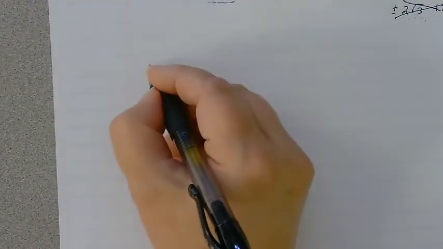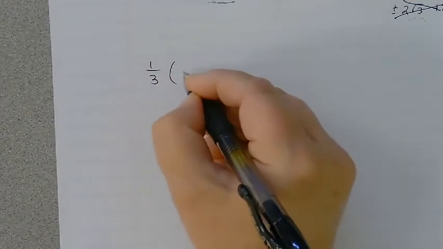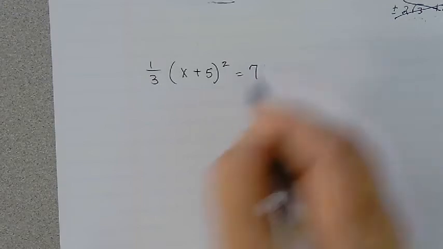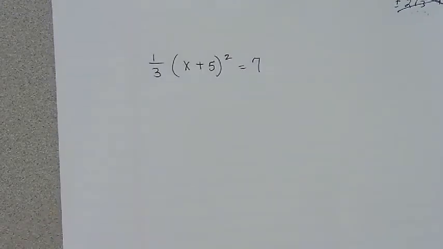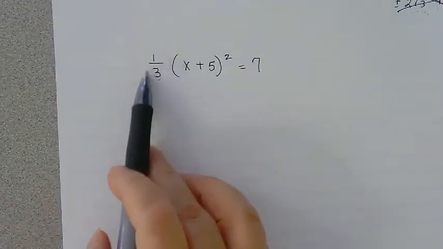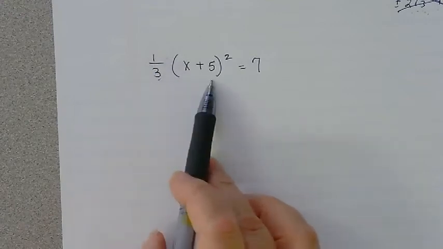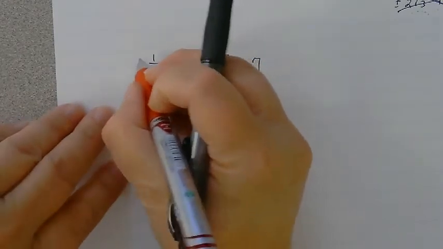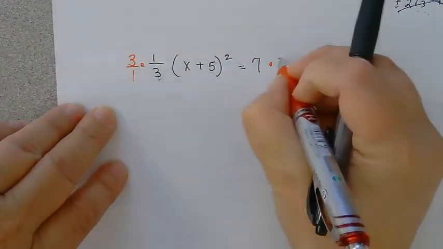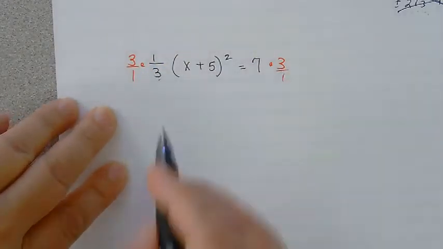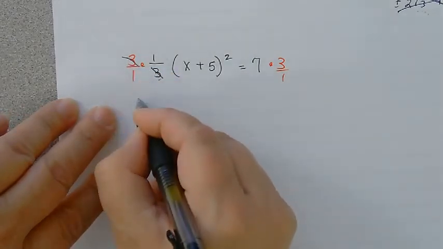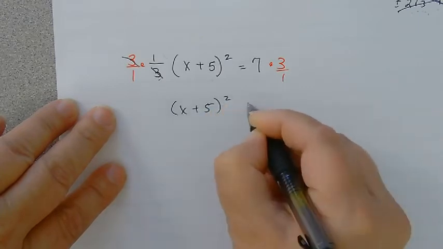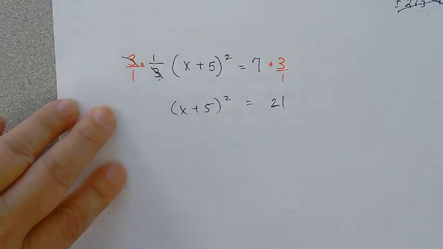Let's do this one. 1/3 parenthesis x plus 5 squared equals 7. So the first number that I need to get rid of is this 1/3. And it's 1/3 times this. So I'm going to divide by 1/3. But the way that you divide by a fraction is to multiply by the reciprocal. So the 3 in the numerator, 3 in the denominator cancel. And over here, I'm left with x plus 5 squared equals 21.